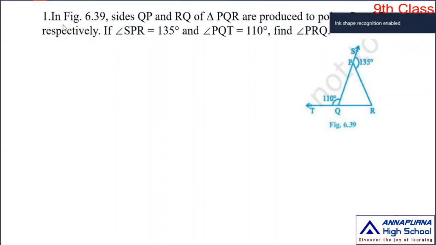This is the first problem. In figure 6.39, the sides QP and RQ of triangle PQR are produced to points S and T respectively. If angle SPR is equal to 135 degrees and angle PQT is equal to 110 degrees, we find angle PRQ. See the figure.